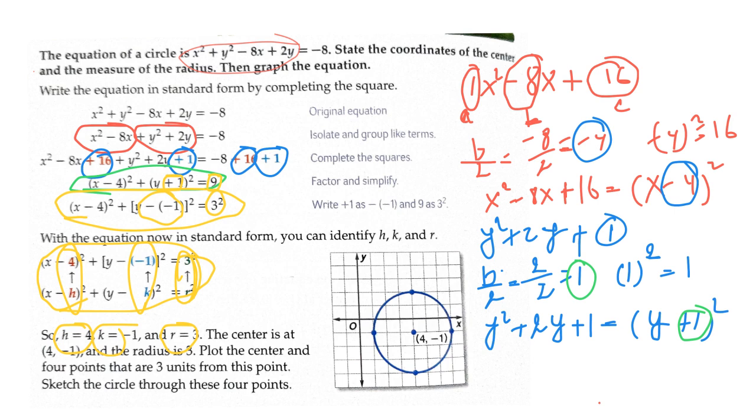Right, now in the coordinate plane, we're going to plot the center, which is 4, negative 1, and 4 points that are 3 units away from the center, because the radius is equal to 3. So the distance from the center to any point on the circle must be 3. Then we sketch the circle through these 4 points.